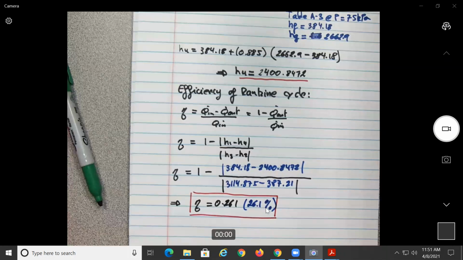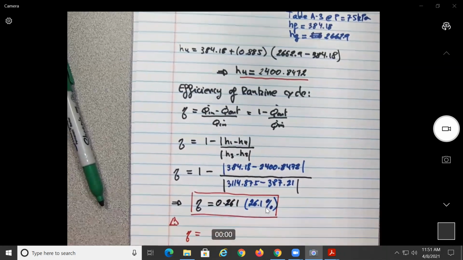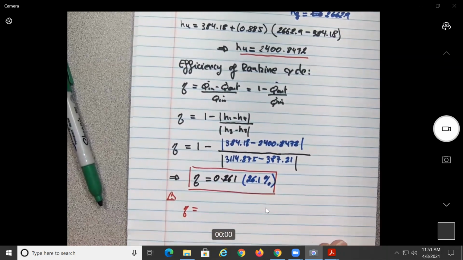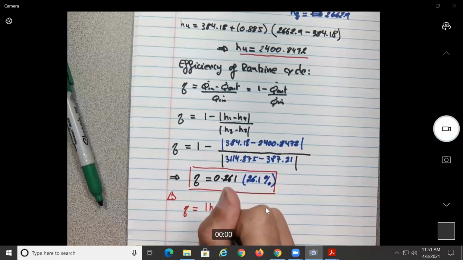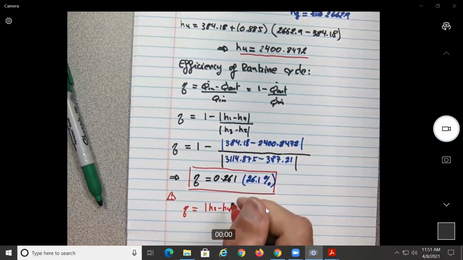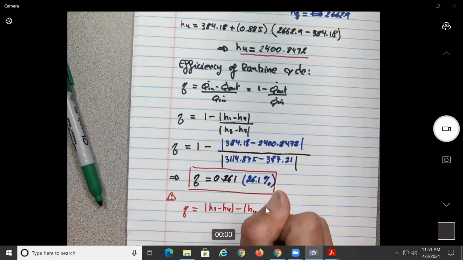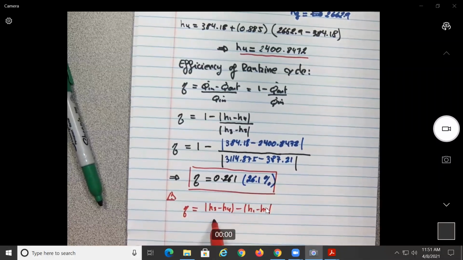Okay, this is just for you to check, but we also have from the class notes that the efficiency, you could have calculated that one using what relation? H3 minus H4 minus H1 minus H2 divided by H3 minus H2, okay? And I'm going to go back, this is what we did last class. But I'm pretty sure you should get the same thing. You can go and check.